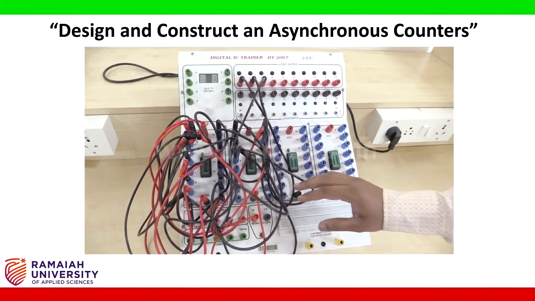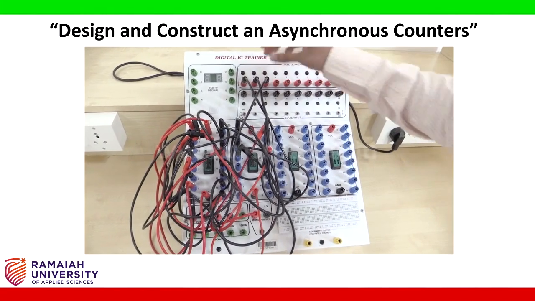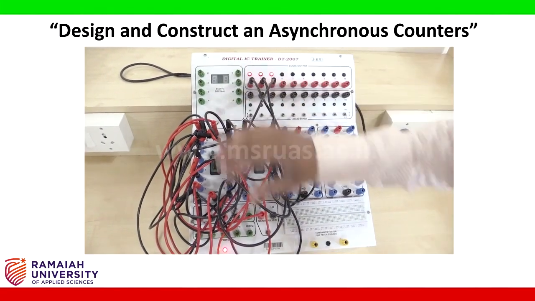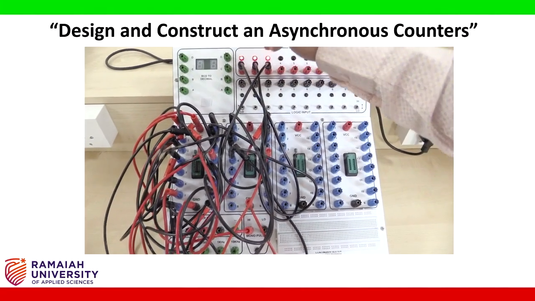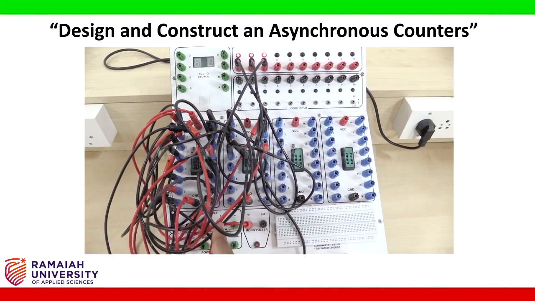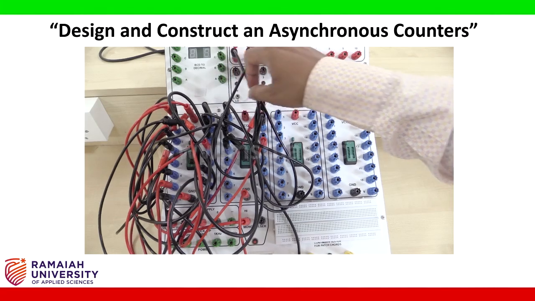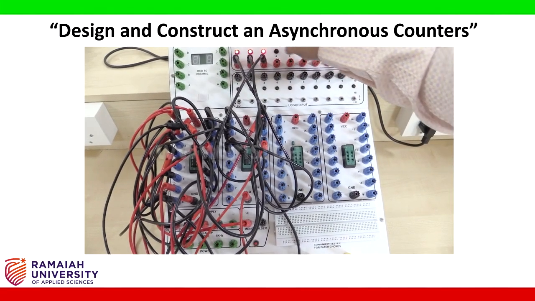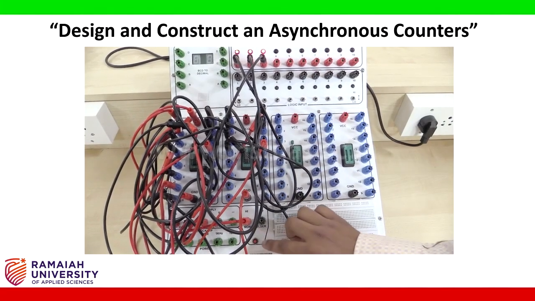Now let us verify the truth table according to the given truth table. For that we have to turn on the power supply to the digital IC trainer kit. The power is on now, and these are the 3 outputs of the down counter, QC, QB and QA. For every clock pulse the count has to decrease by one number. Now you can see the output is 1 1 1, that means it is 7. For the next clock pulse it should become 6. So let us check it.